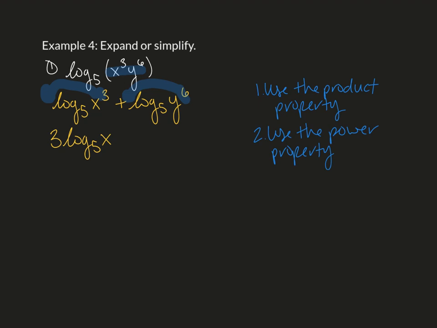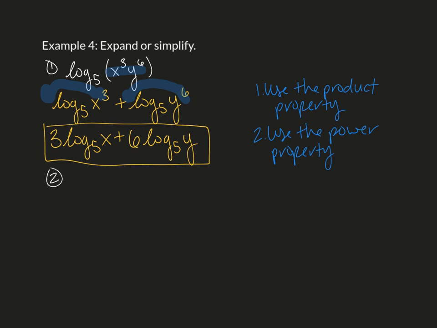And then I just do the exact same thing to the other one. So the plus is still there. And then the exponent of 6 comes down in front, and I get 6 times log base 5 of y. That is as simplified as it can get. And that's the end of the first problem. I'm going to put one up here for you guys to do, and then I'm going to give you time to pause it. I'd like you to try to do it on your own, again, using the 3 properties that I wrote on the previous screen.